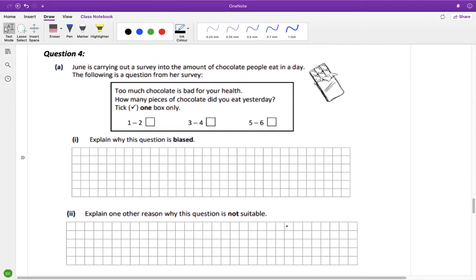Okay, and the last question, June is carrying out a survey into the amount of chocolate people eat a day. The following is a question from her survey. Too much chocolate is bad for your health. How many pieces of chocolate did you eat yesterday? Tick 1 box only. Explain why this question is biased.